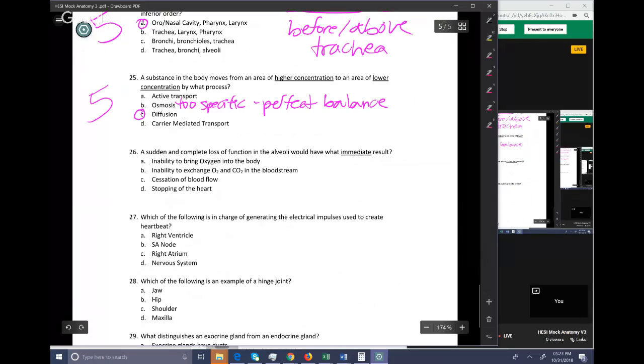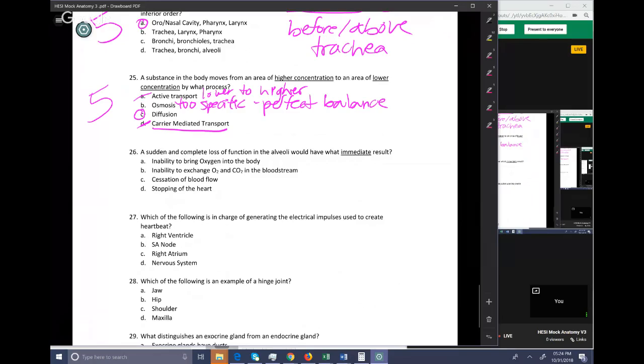Active transport would be from an area of lower to higher. It is logical to move from an area that's more crowded to an area that's got more space. That is a logical movement to make. So illogical movement will require energy, which is active transport. Carrier-mediated transport could apply in a lot of different contexts, but you would need some type of information in your question that says that there needs to be a carrier.